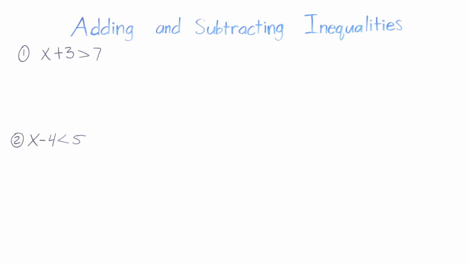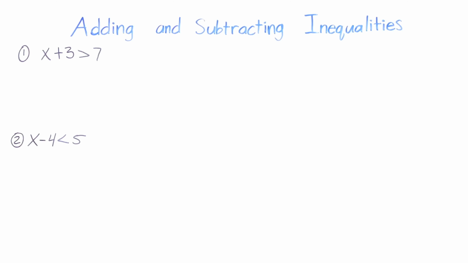In today's video, we're going to be working on adding and subtracting one-step inequalities. For number 1, we have x plus 3 is greater than 7. And for number 2, we have x minus 4 is less than 5. So we're going to go ahead and solve it and also graph it.